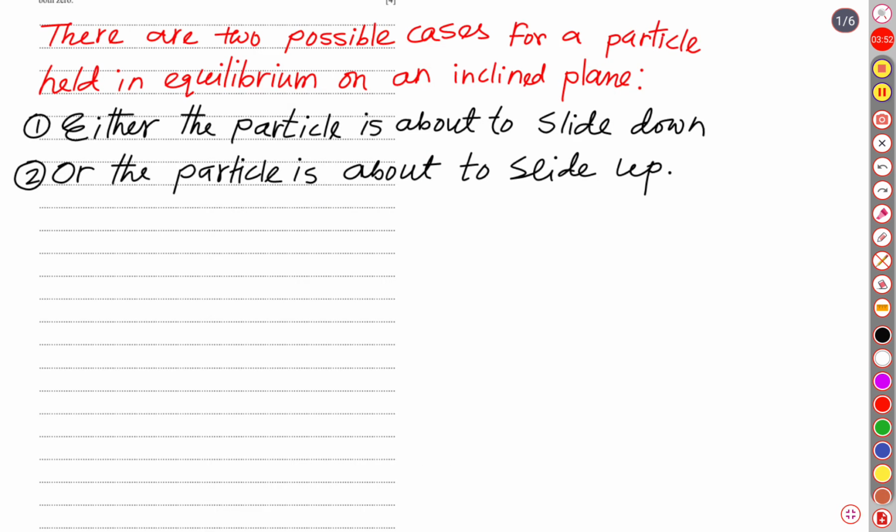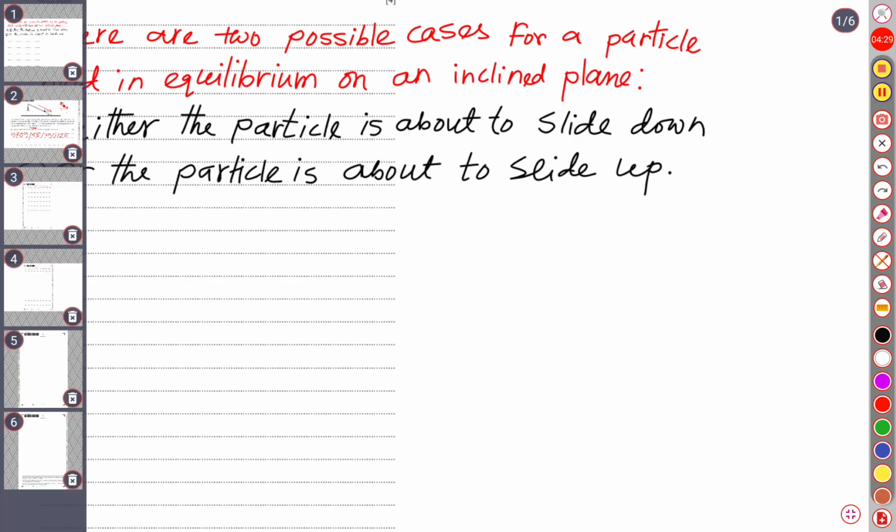So whenever a system is given to us, when a particle is held in equilibrium, we should not forget these two concepts. Look at this, I have written here, so please keep this in mind before starting the solution. There are two possible cases for a particle held in equilibrium on an inclined plane. Either the particle is about to slide down or the particle is about to slide up. So keeping these two concepts in mind, we are going to solve our question.